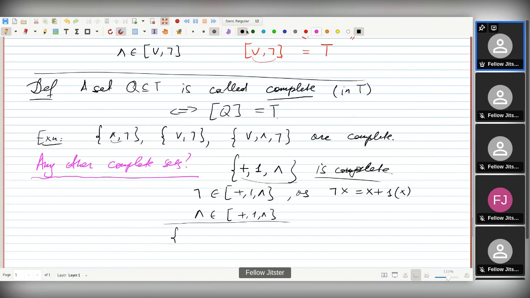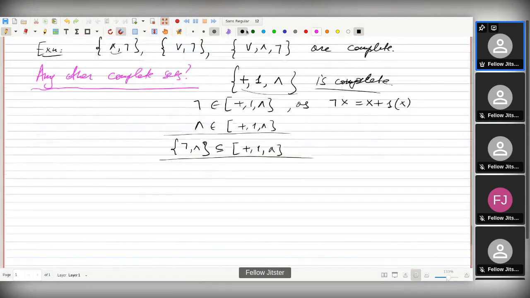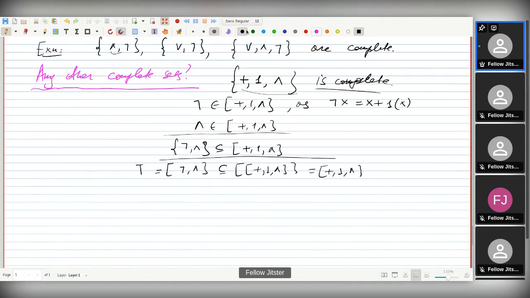Hence, formally, we have this set being a subset of this one, whence its closure, which is T, is included into the closure of this set, but double closure is just the same as single closure. So we have that all these sets here are equal to T.